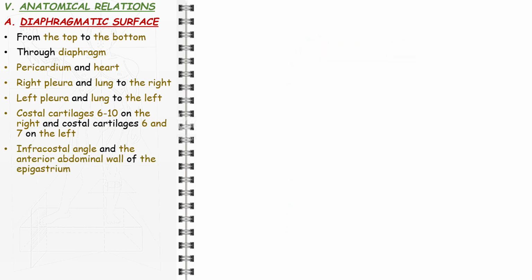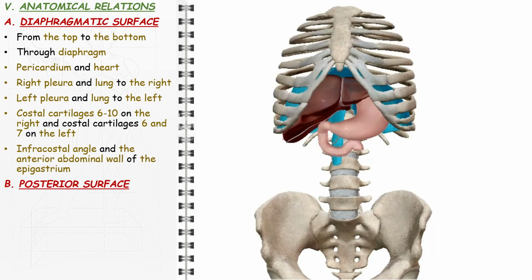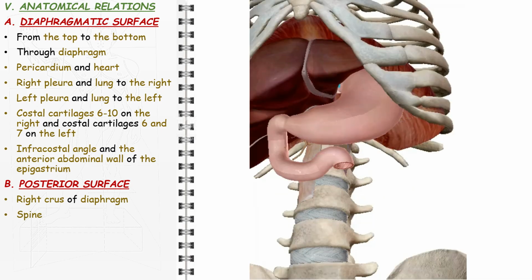The posterior surface of the liver stands in front of, from the right to the left, right crus of diaphragm, spine and esophagus.